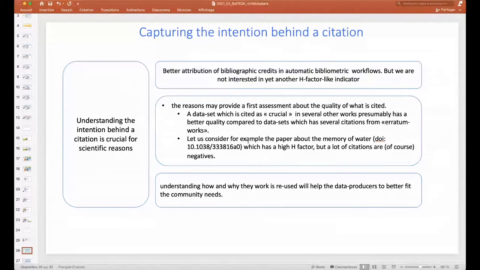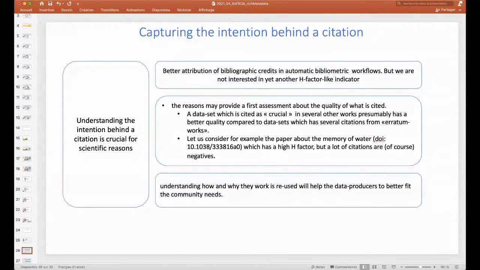Quite a brilliant example is this paper about the memory of water, which has a very high citation factor, but a lot of citations are of course negative. And also, understanding how and why their work is reused will help the data producer to better fit the community needs.